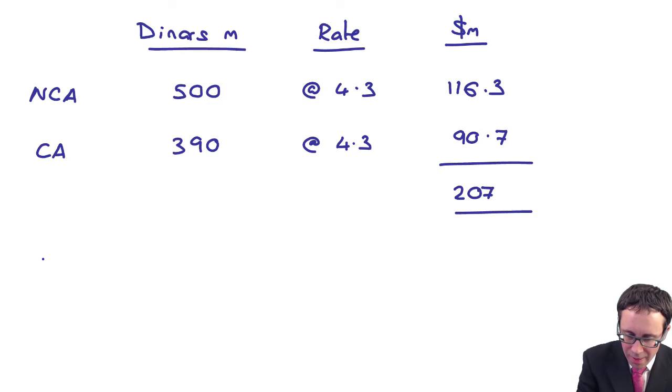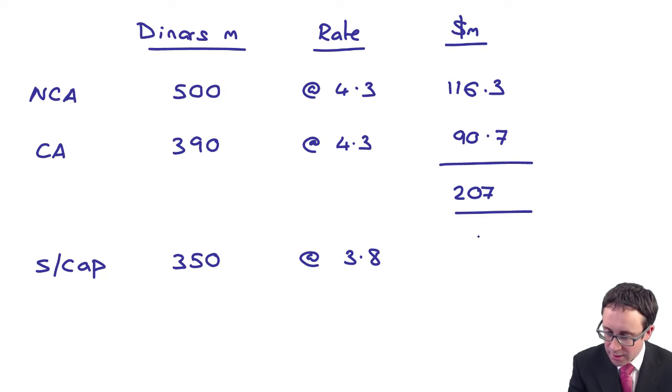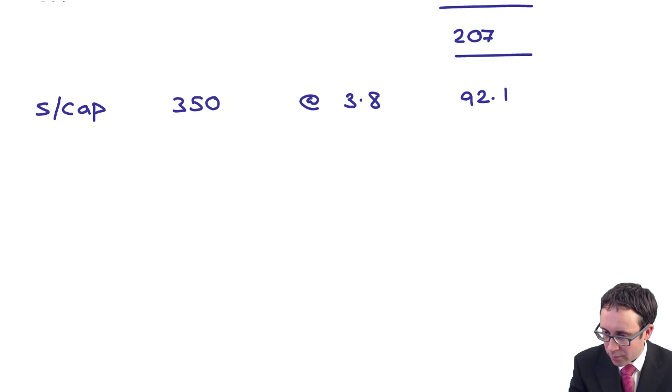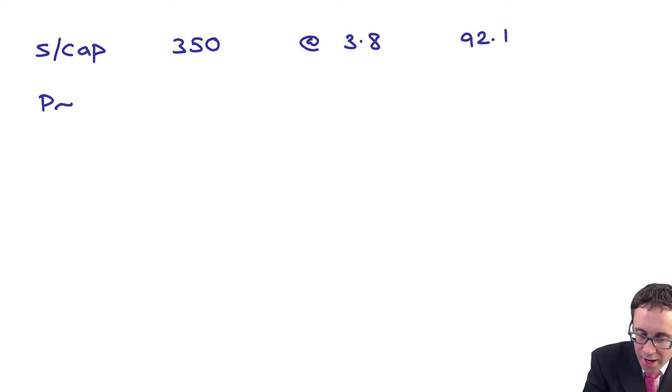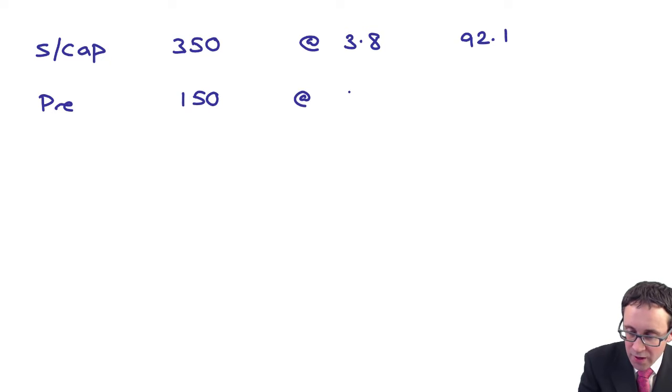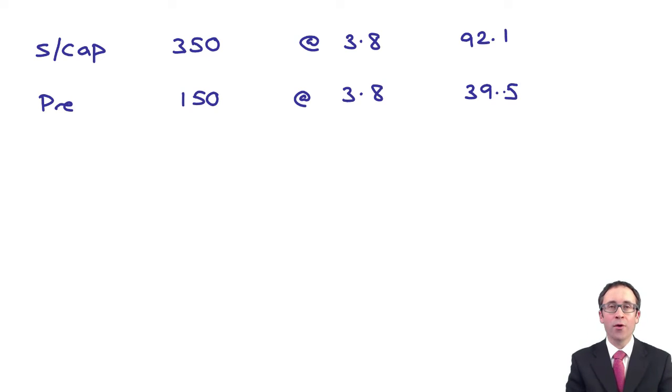Okay. And then you've got your share capital. So the share capital is at 350. Just be careful, that's at the historic rate of 3.8. So that gives me 92.1. I've then got my pre-acquisition reserves. So the date of acquisition, they were there at 150. I translate those at the historic rate of 3.8, which gives me 39.5.